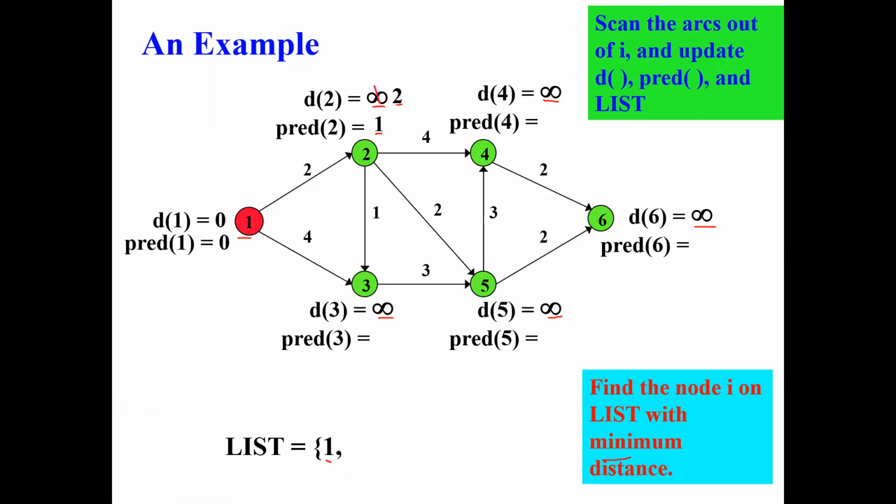We also do the same thing for 3, because we can reach 3 from 1. The distance from 1 to 3 is 4, which is smaller than infinity. So we update, and the predecessor of 3 is 1. Since we reached 2 and 3 from 1, we can add those 2 nodes to the list. And we are done with 1, so we can scratch that one. Now we have 2 nodes in the list.